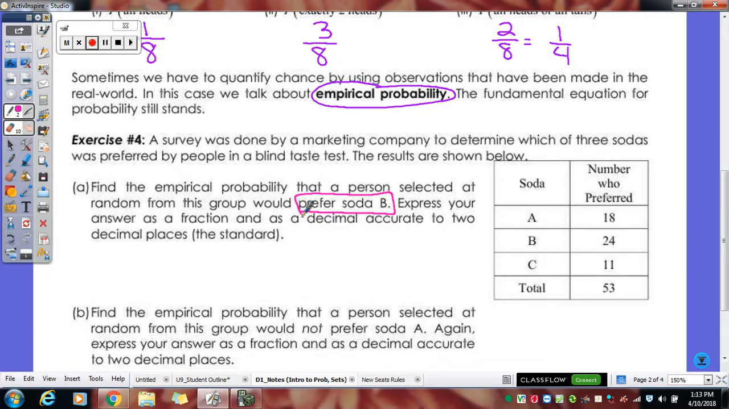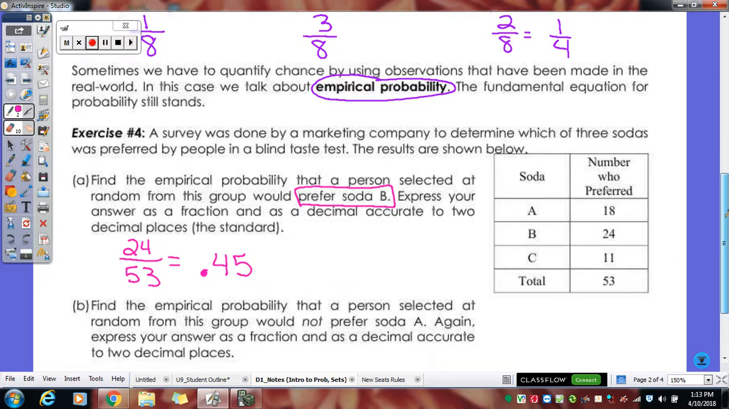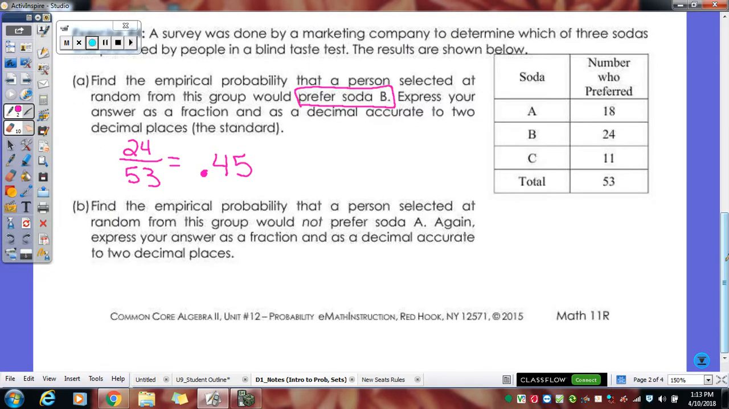So how many people like soda B? 24. Out of how many people total? 53. So there's our fraction: 24 out of 53. As a decimal, it would be 0.45. Well, yeah, because they said accurate to 2 decimal places.